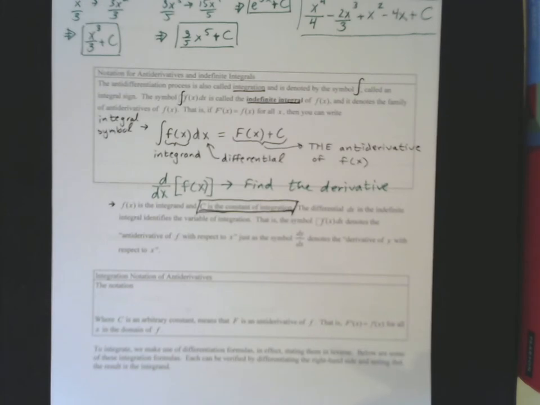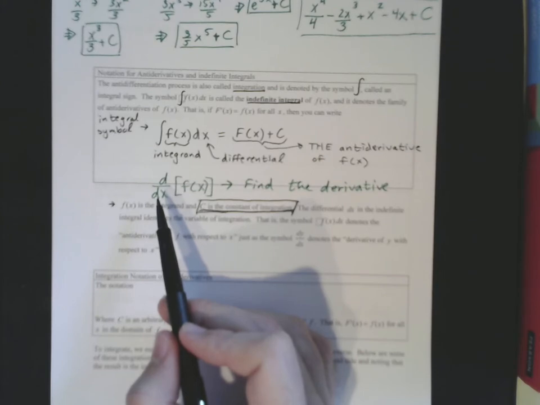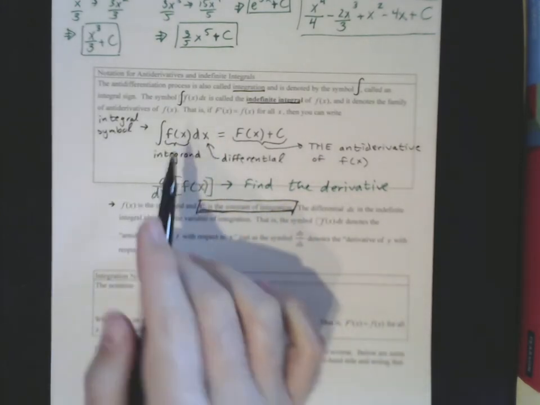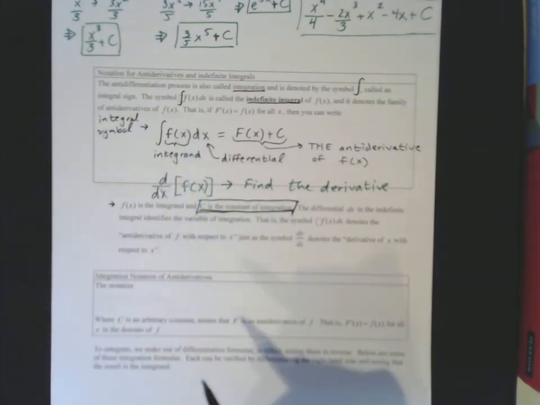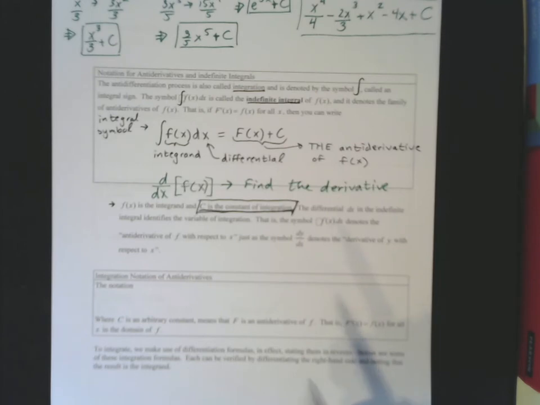The differential dx in the indefinite integral tells you what variable you're integrating with respect to. So just like here, the d dx tells us differentiate with respect to x. This says integrate with respect to x. So if there's other variables inside your function, if they're not x's and you have a dx here, you are treating them like constants.